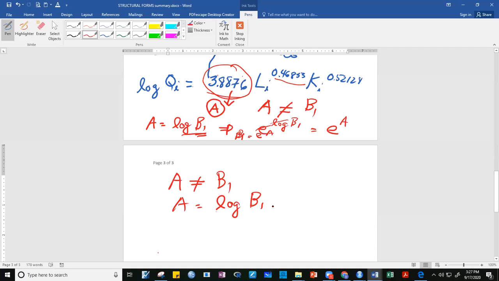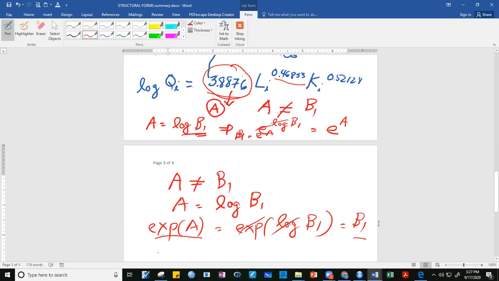So how do I get B? In order to get B, kailangan natin i-exponentiate both sides, kasi si exponent at saka si log, they are inverse functions. So pag kinuha natin exponential ni A, that will be exponential ni log B1. And since exponential and log are inverse functions, magiging B1 na lang to. Yun guys, that's the value of your B1.